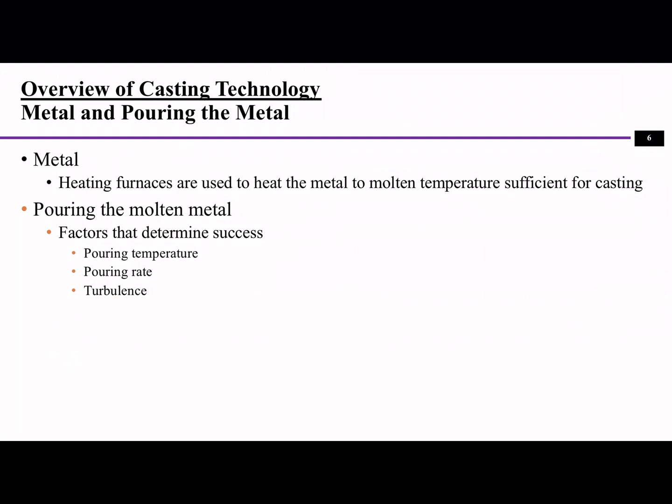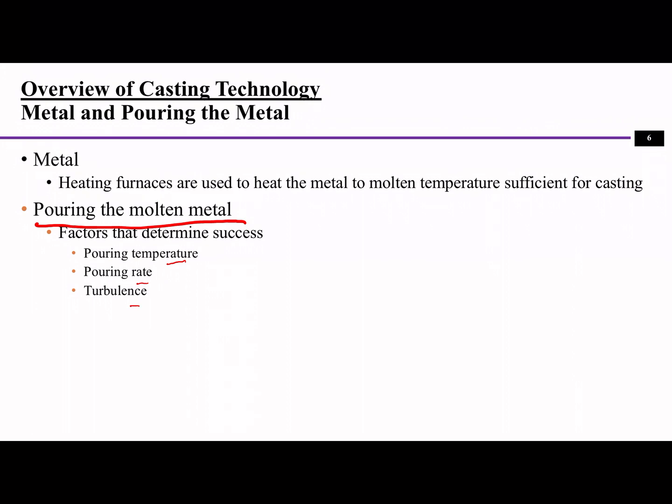And so for the casting process, mostly we are casting metals, and heating furnaces are used to heat the metal to a molten temperature sufficient for casting. And then we pour the molten metal. But there are some factors that determine the quality of the casting part. These factors include the pouring temperature, pouring rate, and also turbulence.